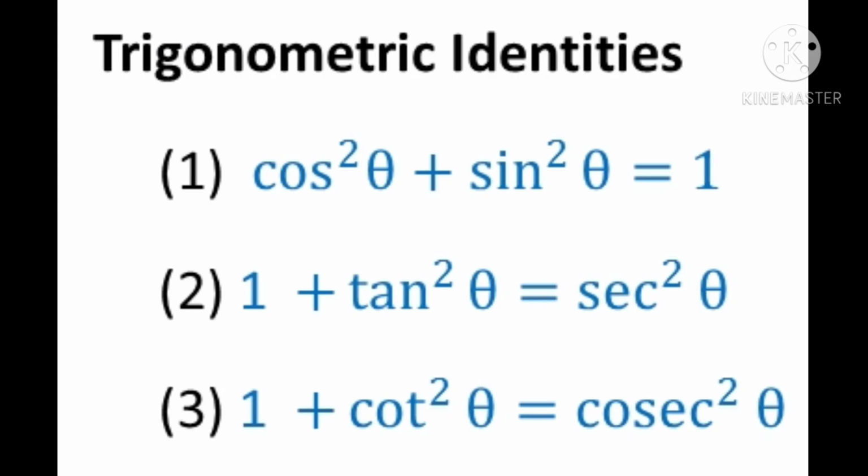Trigonometric identities: sin square theta plus cos square theta is equal to 1. Secant square theta minus tan square theta is equal to 1 and cosecant square theta minus cot square theta is equal to 1. Using this result, find out sin square theta is equal to what value, cos square theta is equal to, and tan square theta is equal to, and so on.